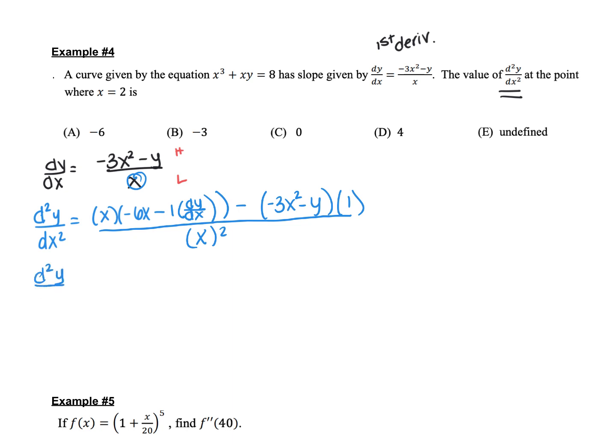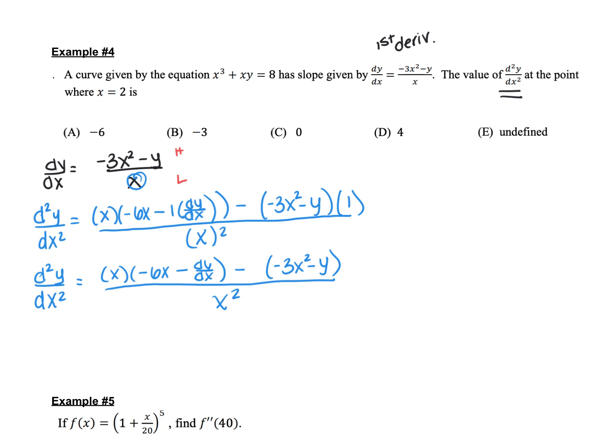d squared y over dx squared. So I'm going to leave this just as x and then negative 6x, but instead of minus 1, I don't need that 1, right? 1 times anything is that thing. So minus dy dx, minus negative 3x squared minus y. Again, I don't need that 1 because 1 times anything is itself. All over x squared. I can drop the parentheses. They're not needed anymore.